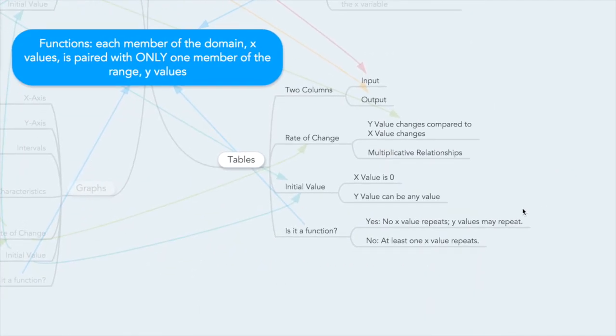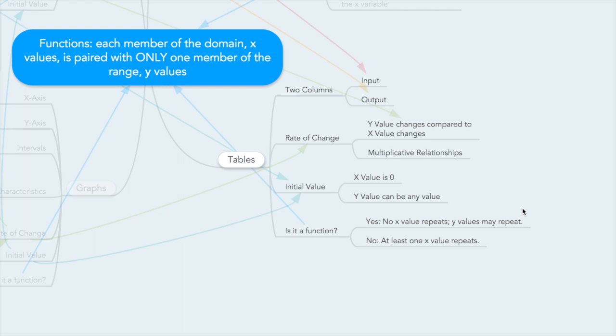Okay, and then we have tables. Tables have two columns. They have an input and an output column. Notice the red arrow for independent variables is going to input, and the orange arrow for the dependent variables is going to output. Then we have our green arrows for rate of change. This is looking at how the y value changes compared to how the x value changes. And it's a multiplicative relationship, meaning we're looking at x times what gives us y. We're not looking at adding or subtracting things. We're looking at multiplication.